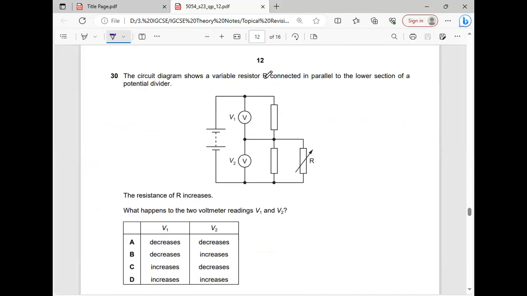The circuit diagram shows a variable resistor connected in parallel to the lower section of the potential divider. The resistance of R increases. It means the variable resistance has increased. What happens to the voltmeter readings V1 and V2? Okay, let's suppose the value of the lower part is 10 ohm. This is 10 ohm. For these values, the answer for the parallel combination will be 5 ohm.